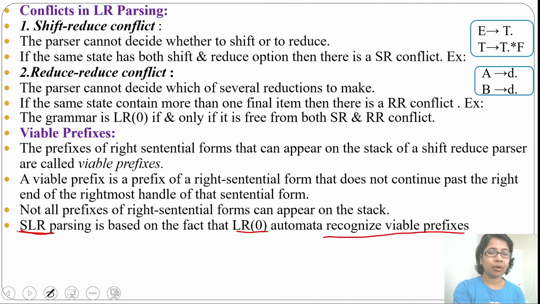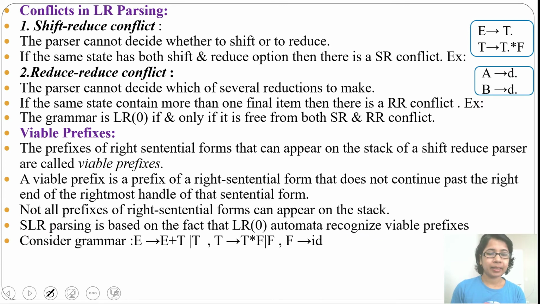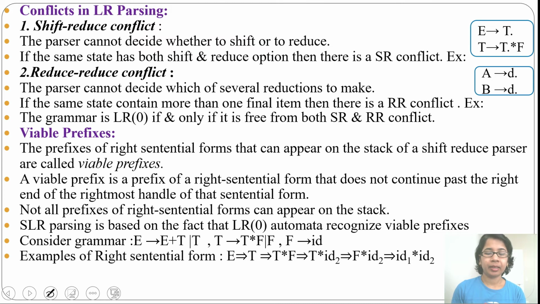So there you can know how SLR parsing is based on the viable prefix. Let's take a grammar. E derives E plus T or T. T derives T multiplication F or F. F derives ID. Then what will be its right sentential form?